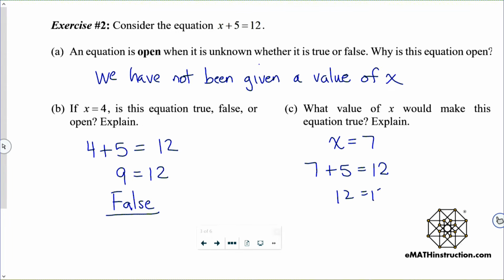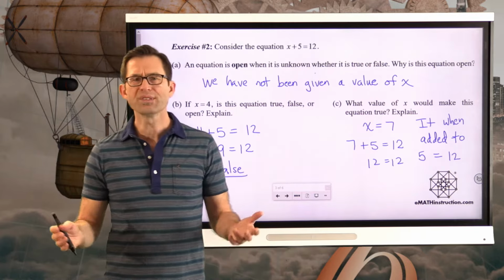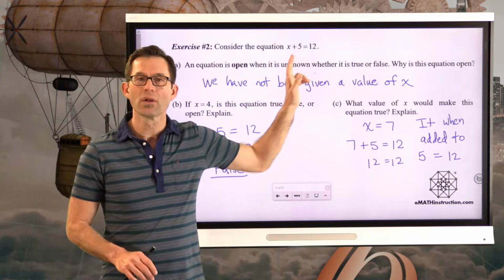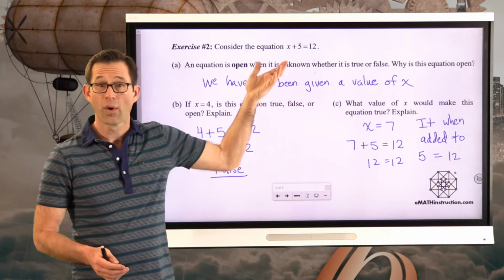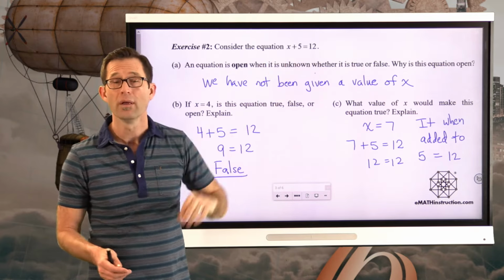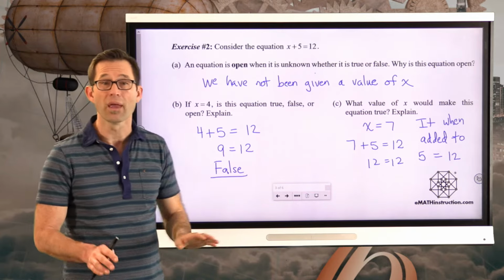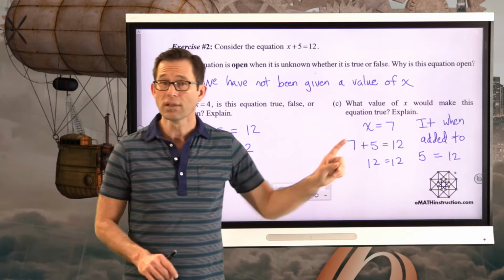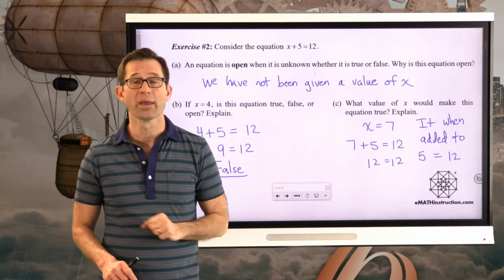12 equals 12, right? So it's a solution because it makes the equation true, because when added to 5, it is equal to 12. So what we see is that when we have an original equation that's open, and this equation is, just on the face of it, open, then there are some values of x that make it false, and there's at least one value of x in this case which makes it true.